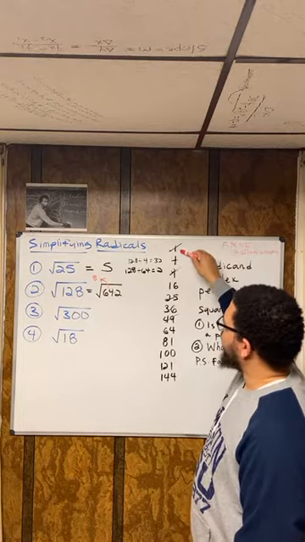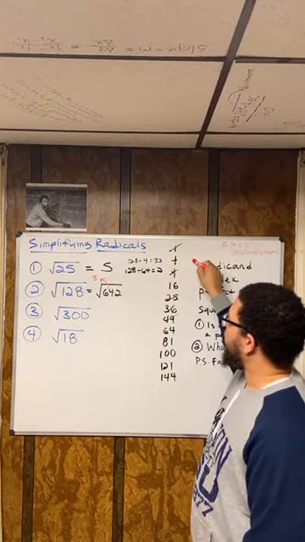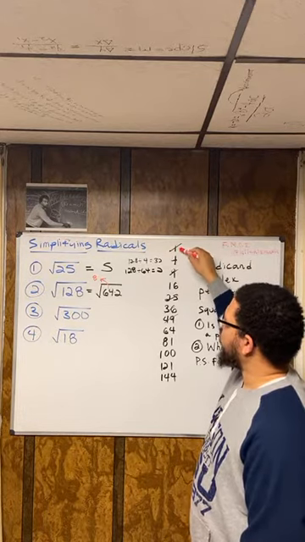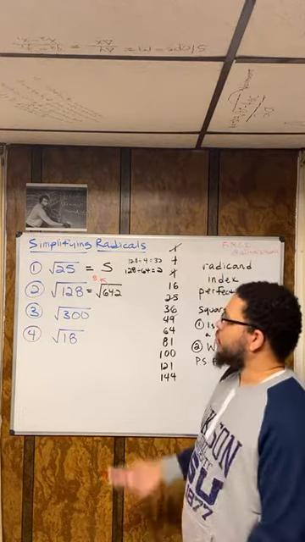2 is in between 1 and 4. If 1 times 1 is 1 and 2 times 2 is 4, there's no whole number between 1 and 2 that you can multiply by itself to give you 2. So this is what our answer should look like.